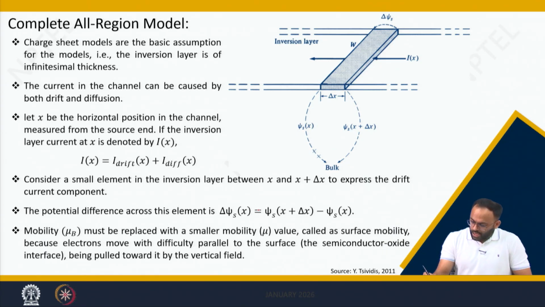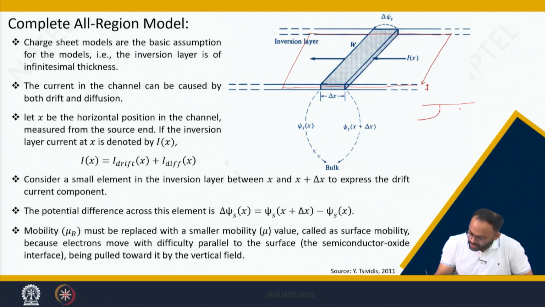To move forward, we will assume this is an inversion layer representation. This all region model will be derived using one approximation, the charge sheet approximation, meaning the inversion region thickness is infinitesimally small. We have discussed this approximation when discussing the two-terminal MOS structure. So, this is the oxide and this is the gate, this is the source, this is the drain, n plus, n plus.